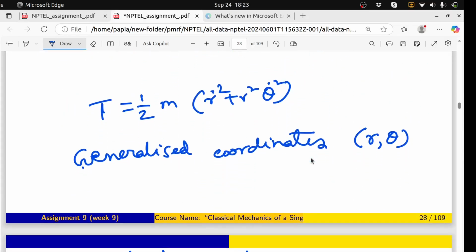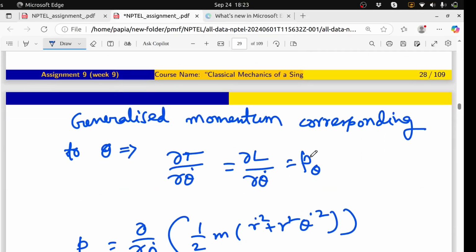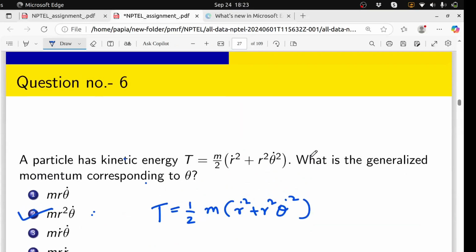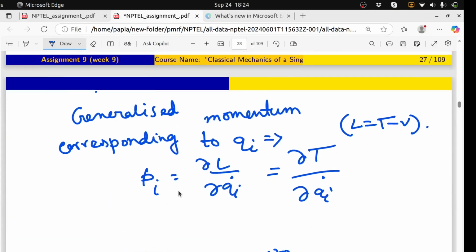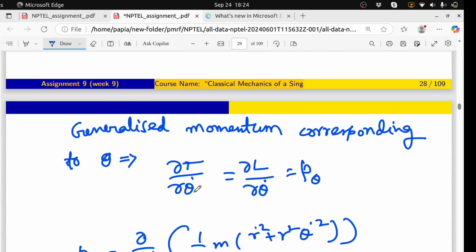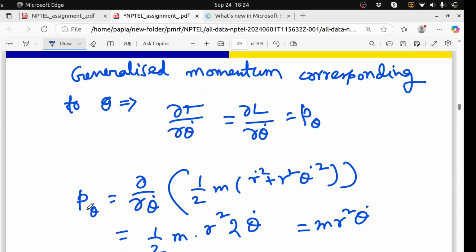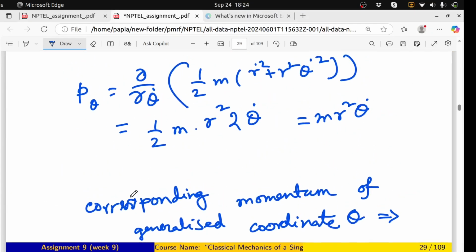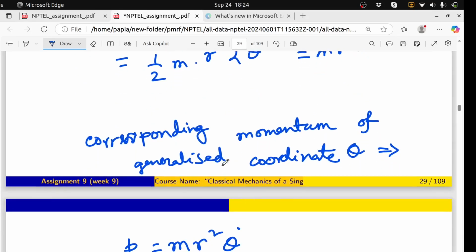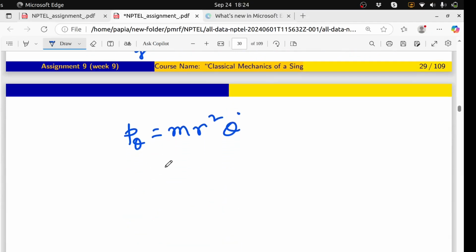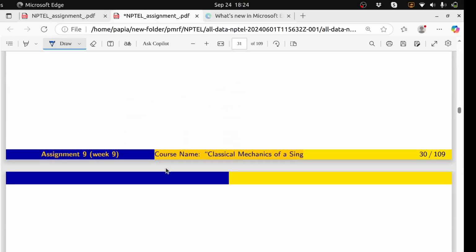The generalized coordinates are r and theta here, but in the question they are asking the generalized momentum corresponding to the generalized coordinate theta. So it is del T del theta dot, which is p theta. So p theta will be del theta dot of half m (r dot square plus r square theta dot square), which is exactly equal to m r square theta dot. So the momentum of generalized coordinate theta is p theta equals m r square theta dot. Okay.